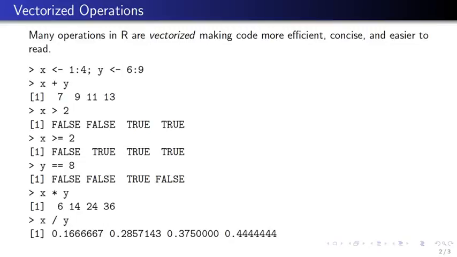The other arithmetic operations, like multiplication by the asterisk and division by the slash, are all vectorized operations. So when you want to multiply, divide, add, or subtract vectors, you can do the natural thing, just add them together or multiply them together, and the operation will be done in parallel.